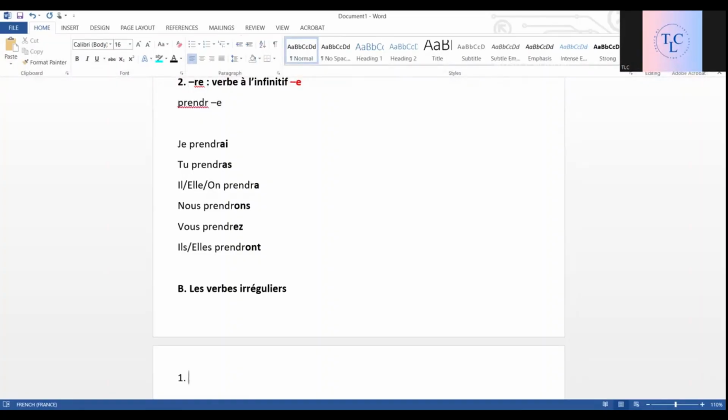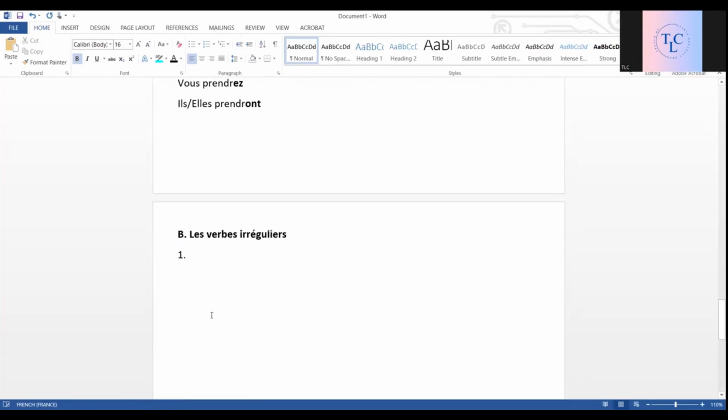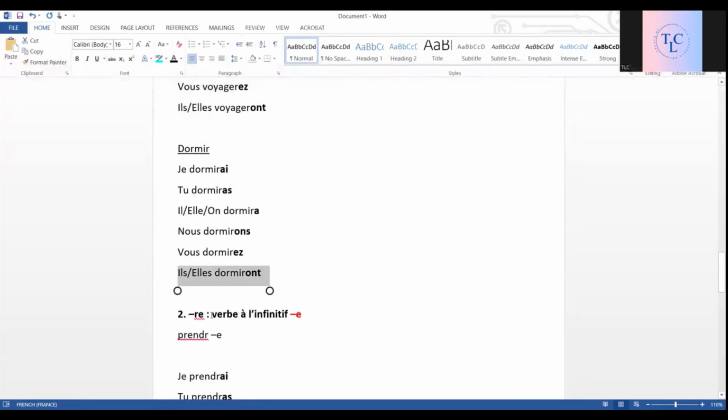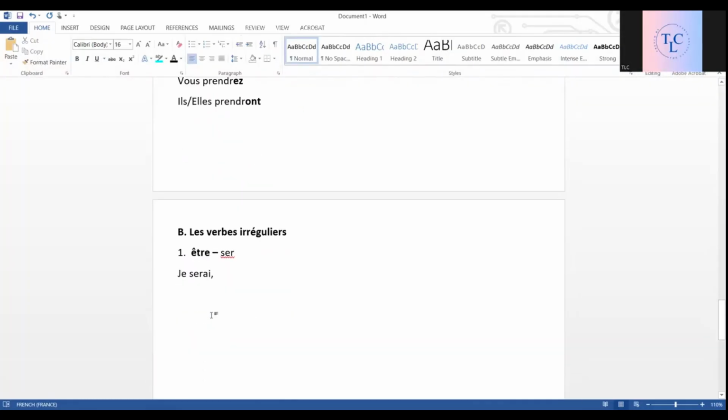Okay. Let's take the important irregular verbs. Être, the base is ser. Okay, so if you want to say I will be, then you say je serai. Okay, so this is not I will, that is a common mistake. This is I will be. If you want to say I will take, then je prendrai. They will sleep, then ils dormiront. That's how it is.